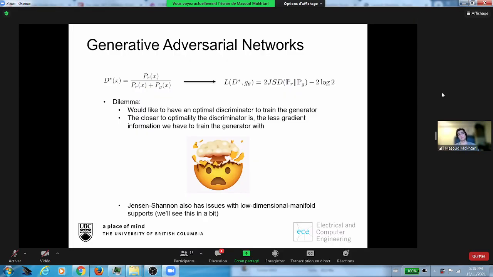So that's a problem we have to deal with, right? The closer the discriminator is to optimality, the less gradient information we get, and we also need it to be close to optimality for us to train our generator properly. And then there's another issue with Jensen-Shannon: it has issues when you're working in a low-dimensional manifold support space, and we'll see more about that in a bit. It might be enigmatic now, but we'll see more about it.